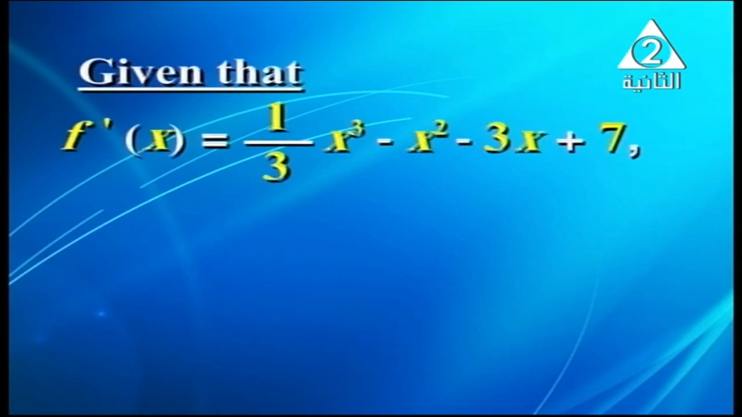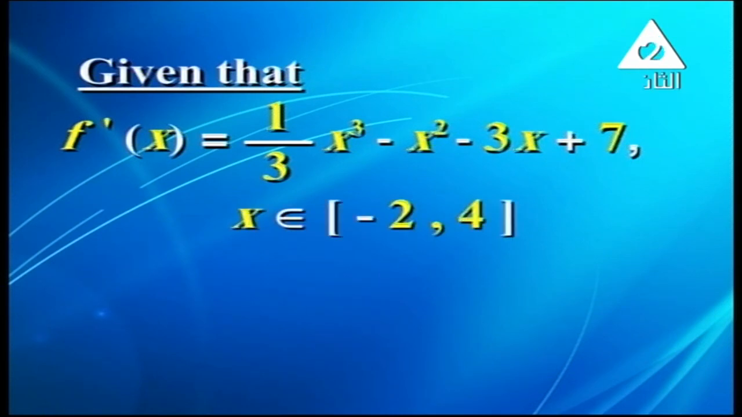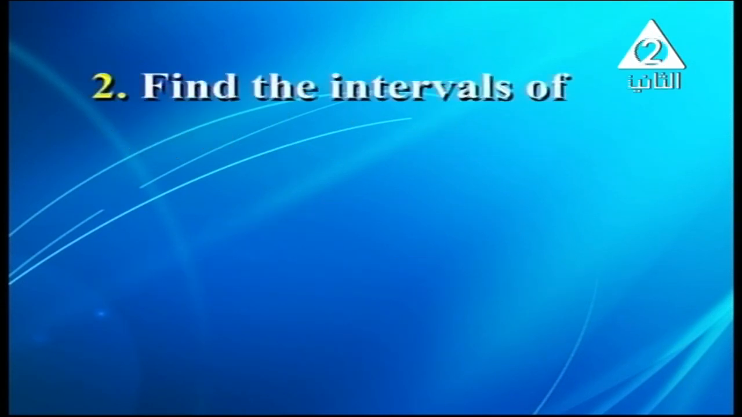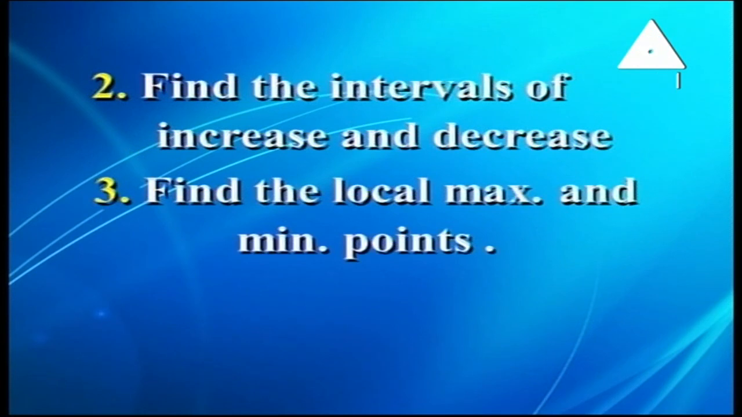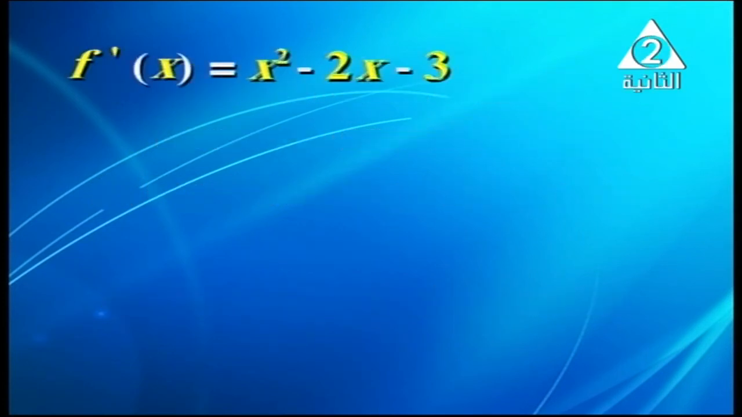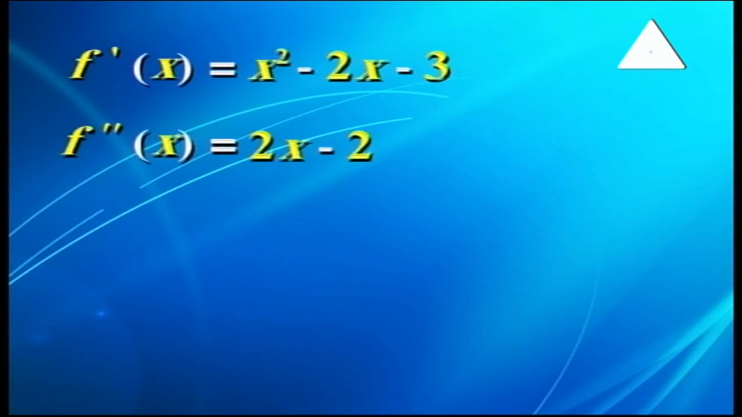Given that, my dear student, f of x equals one third x power 3 minus x squared minus 3x plus 7, when x belongs to the closed interval negative 2, 4. Number 1, find the critical points of f. Number 2, find the intervals of increasing and decreasing. Number 3, also find the local maximum and minimum. Number 4, find the absolute maximum or minimum. My dear student, f dash x equals x squared minus 2x minus 3, f double dash equals 2x minus 2.